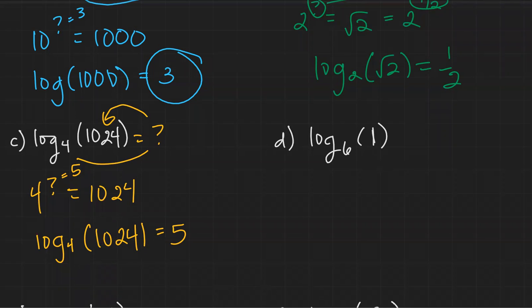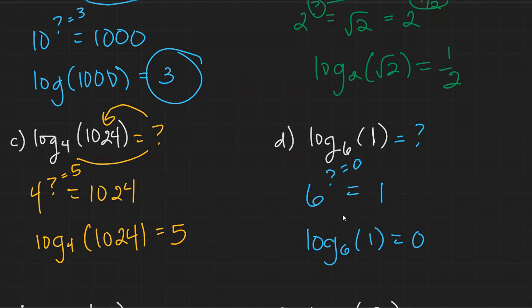Okay, we're on a roll. Let's keep going. Log base 6 of 1, what is that equal to? So 6 to what power is equal to 1? Well, anything to what power is 1? We know that's 0, because every time we raise something to the 0th power, we get 1. So log base 6 of 1 is equal to 0.